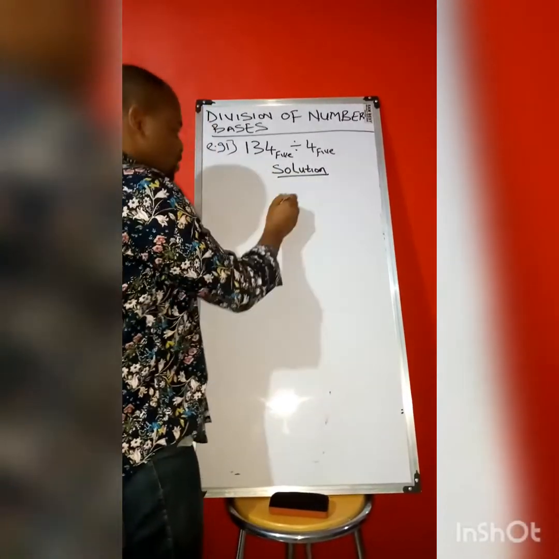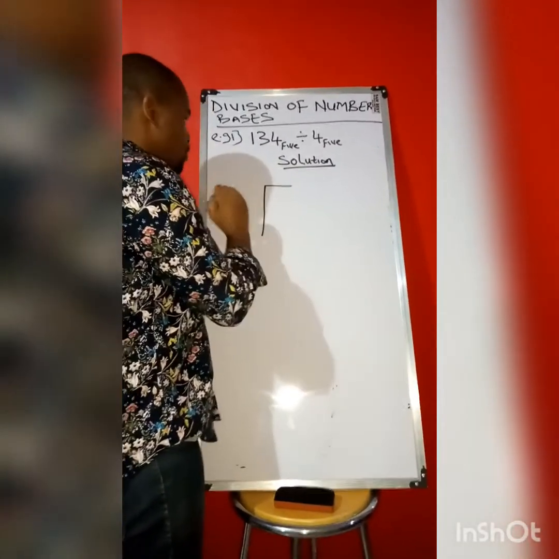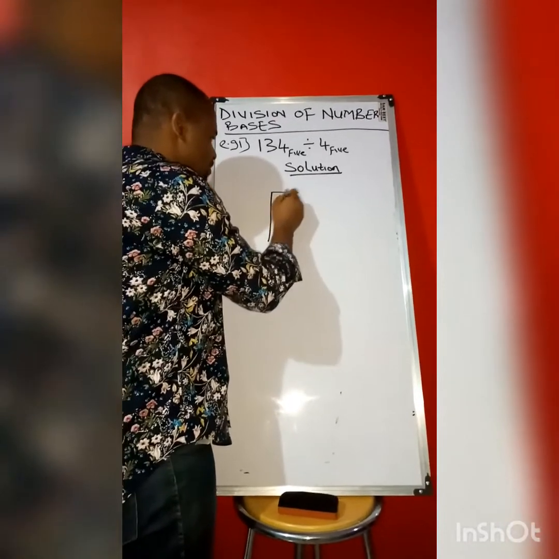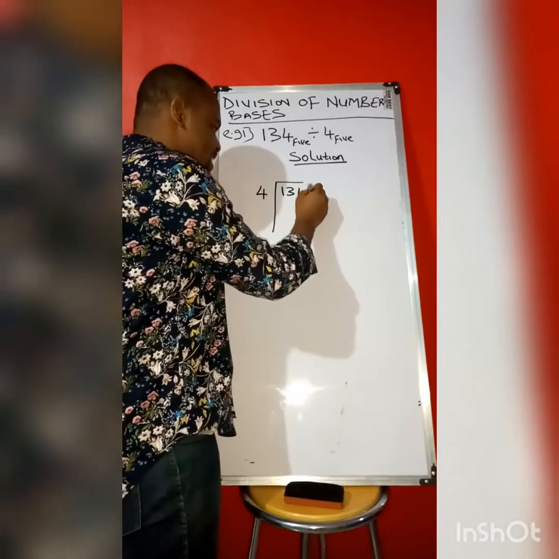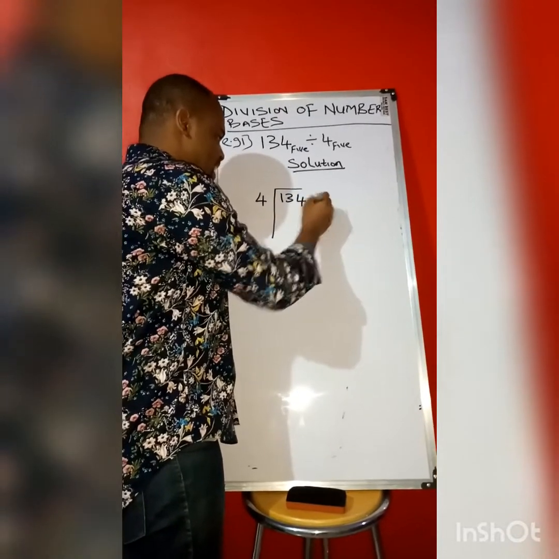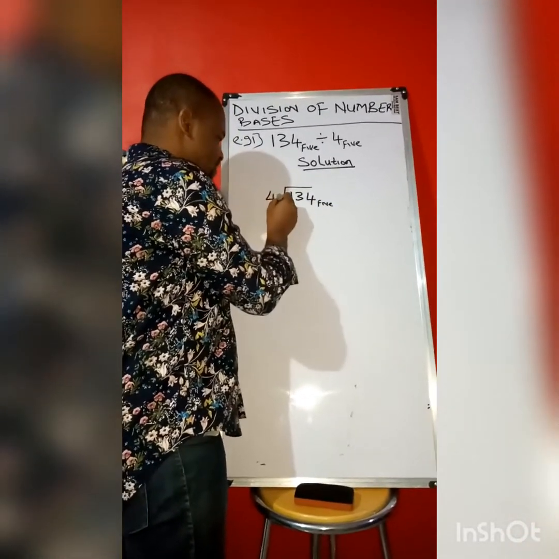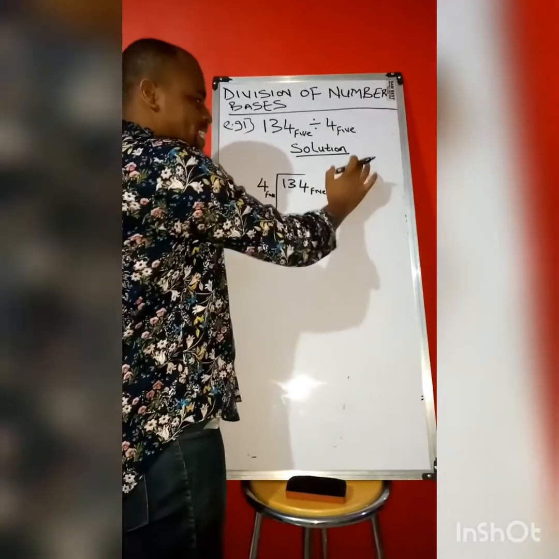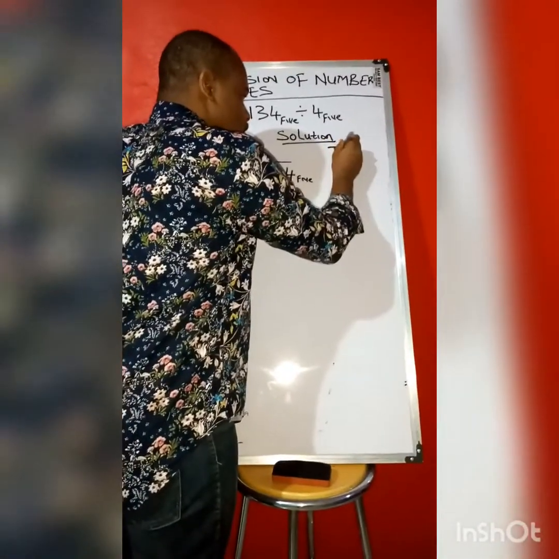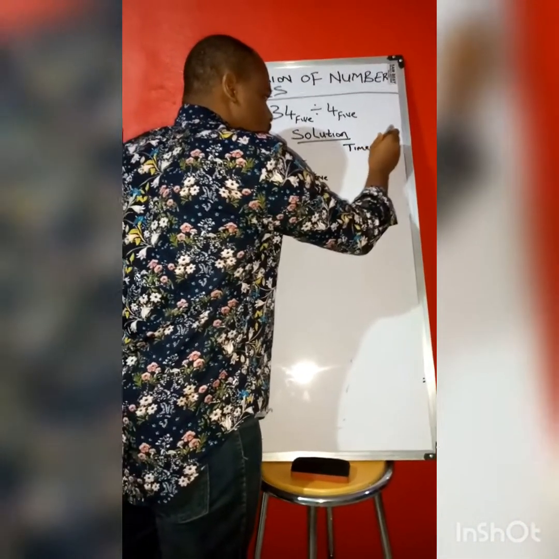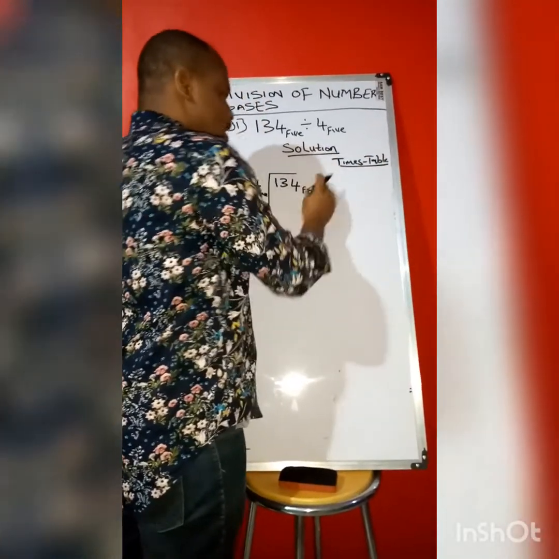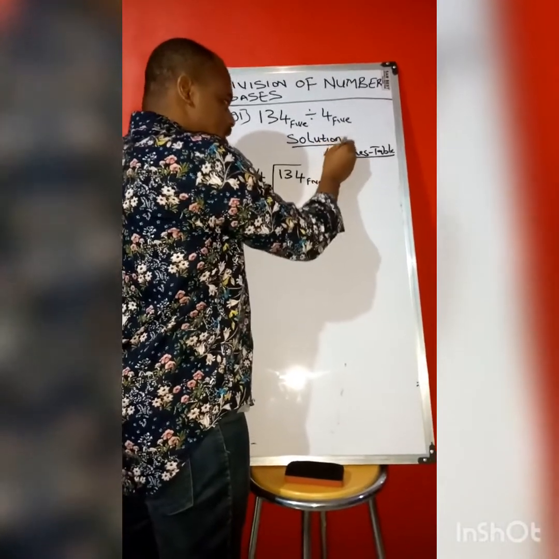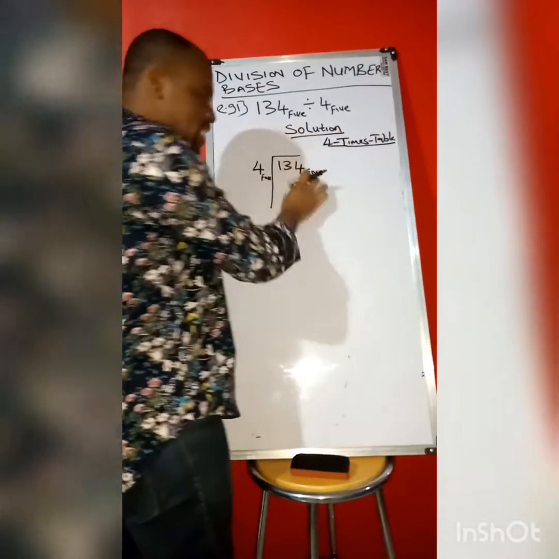Now recall, when you are doing division, this is my long division. I'm going to use the long division. I'll be having 134 and dividing by what? 4. Don't forget we are working in base what? In base 5. Now I want to create my timetable. My 4 times table in base 5.